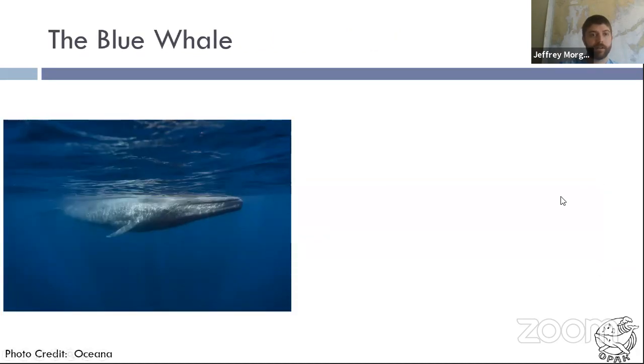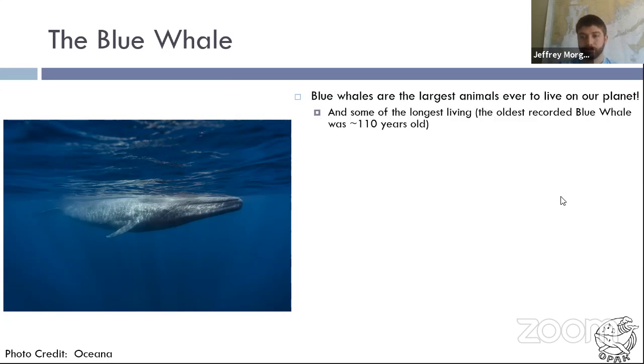So the fin whale is the second largest whale in the ocean. We have the blue whale, which is the largest animal to ever live on our planet. And they're also some of the longest living. The oldest recorded blue whale was about 110 years old. These whales can get to be 100 to 110 feet long and weigh up to around 170 tons. We do find, though, that the larger of these whales, so the ones that are at the max lengths and max weights, are in the Antarctic waters. So our southern blue whales are larger than our northern blue whales that we'd find here in the North Atlantic, North Pacific.